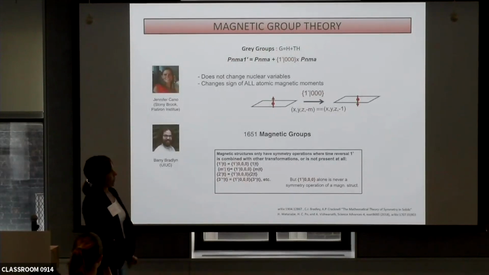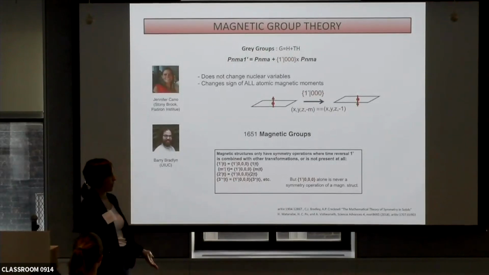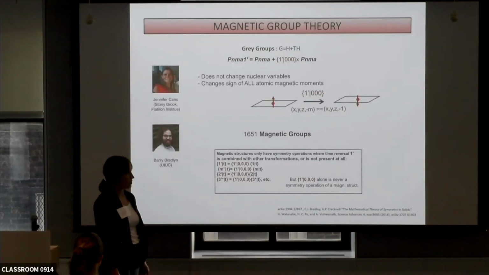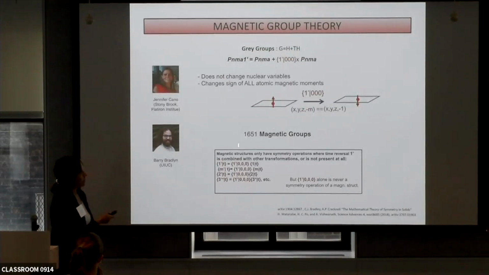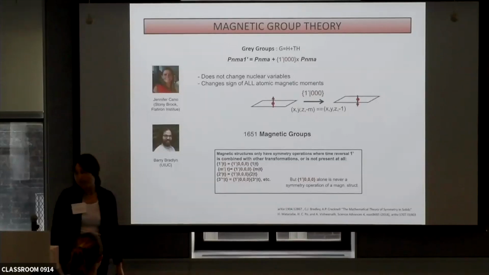When we deal with magnetic groups, time reversal symmetry is not there or is combined with other symmetries. It can be combined with translations or with mirrors, and this sums up the magnetic space groups, the 1600 magnetic groups.